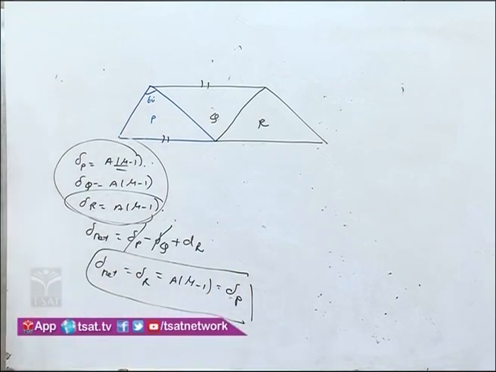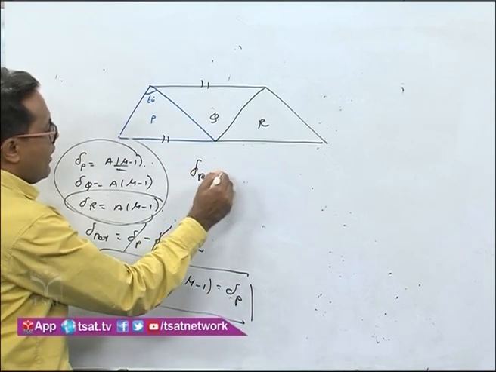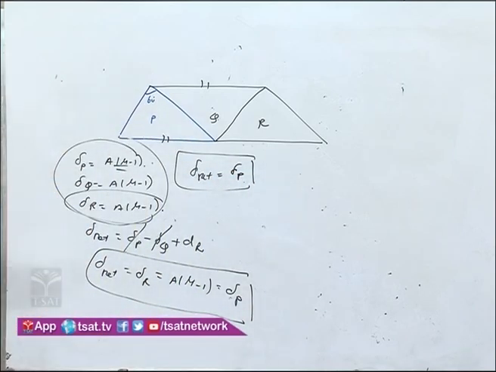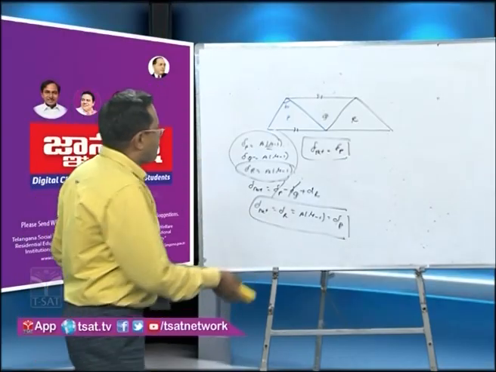Means the net deviation will be the same as the deviation produced by the prism P. It means the ray will suffer the same deviation. Is it clear to this point?